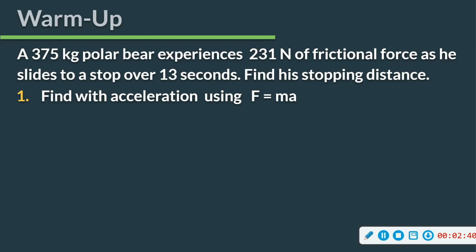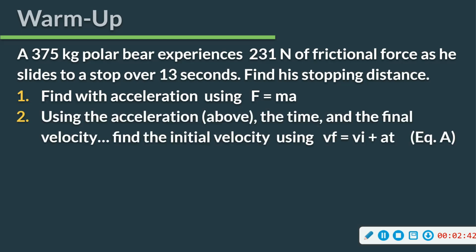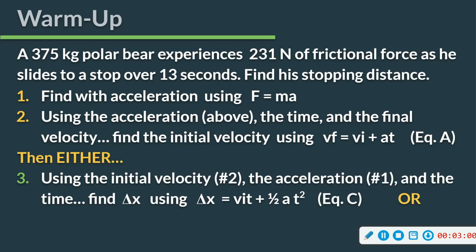And so that's going to be step 2, find the initial velocity, and we're going to be using the 4th equation that I didn't just mention, and that's this one, VF equals VI plus a times t. So the acceleration we find in number 1, we can use in number 2 to find VI, and once we have VI, now we can find delta x. We have options. We can use the initial velocity that we just found in number 2, the acceleration that we found in number 1, and the time from the question to find delta x using equation C.